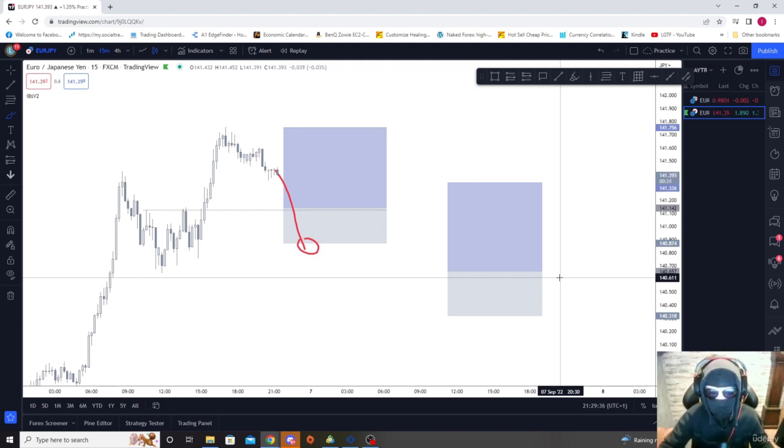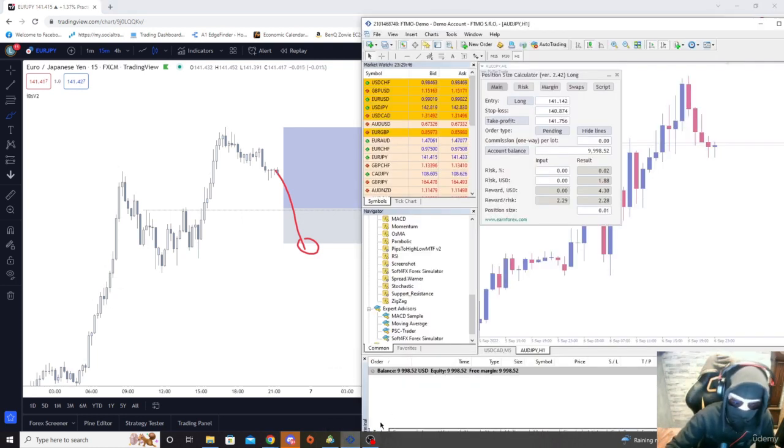Alright, so that's risk management. You don't want to risk loads. You don't want to risk more than 1% as a beginner. Risk 1% or less every trade. That's how to use the position size calculator to calculate your risk. So that's pretty much it.